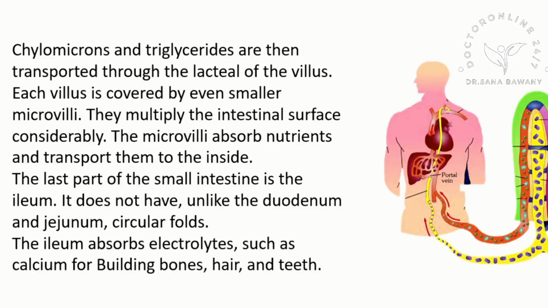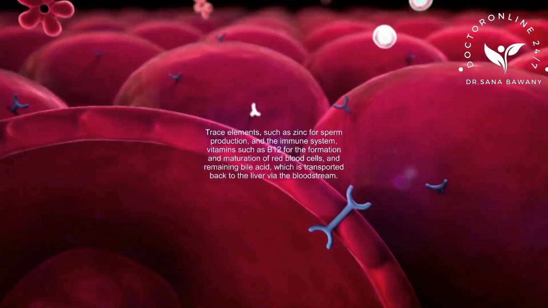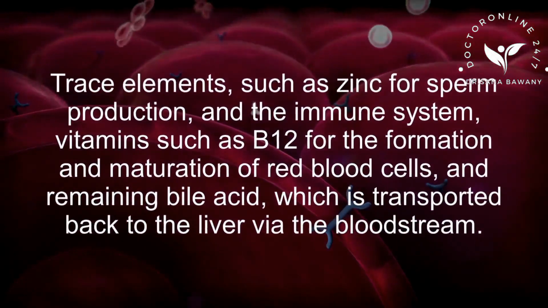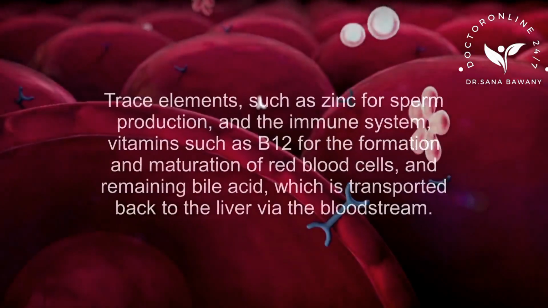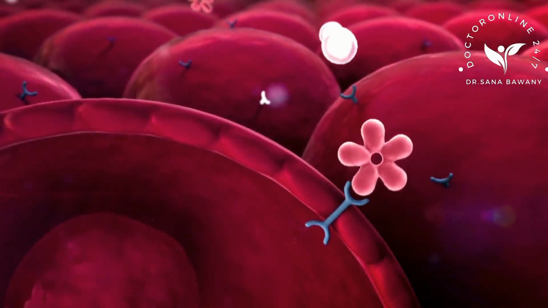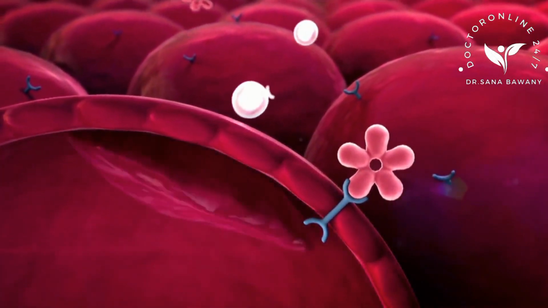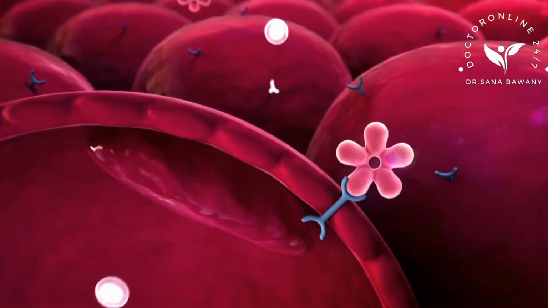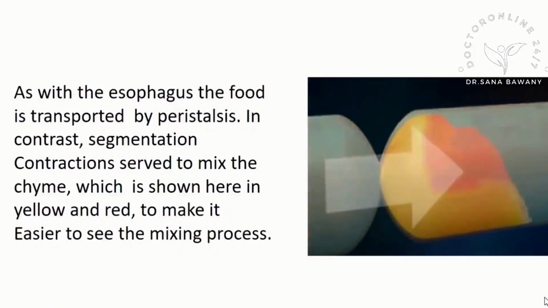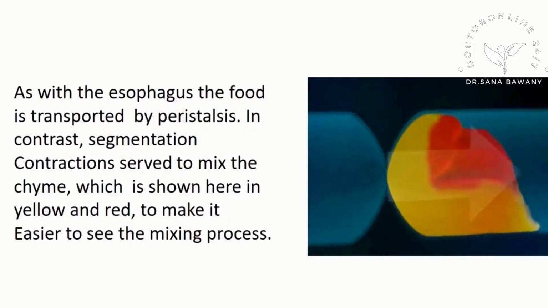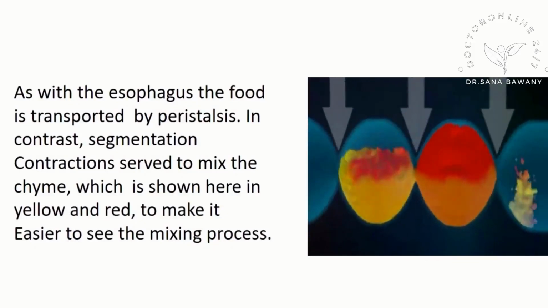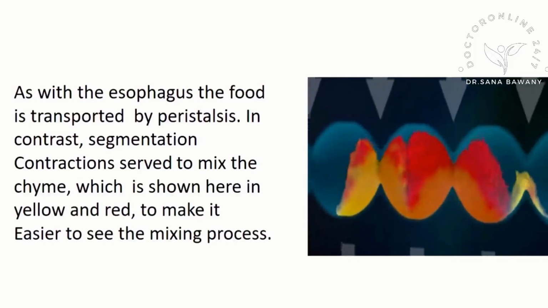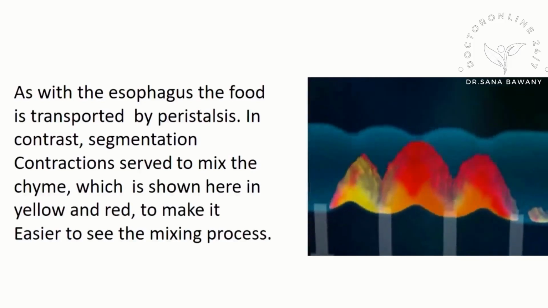The ileum absorbs electrolytes, such as calcium for building bones, hair, and teeth. Trace elements, such as zinc for sperm production and the immune system, vitamins such as B12 for the formation and maturation of red blood cells, and remaining bile acid, which is transported back to the liver via the bloodstream. As with the esophagus, the food is transported by peristalsis. In contrast, segmentation contractions serve to mix the chyme, which is shown here in yellow and red to make it easier to see the mixing process.